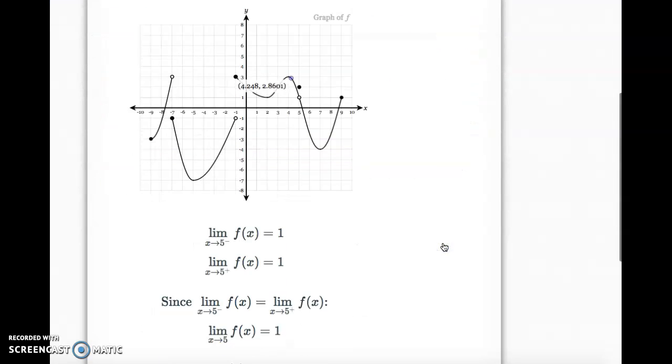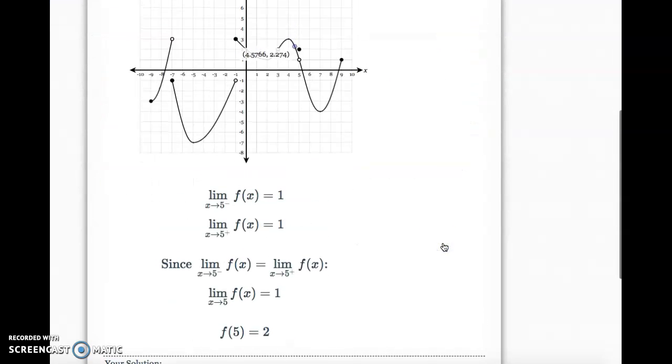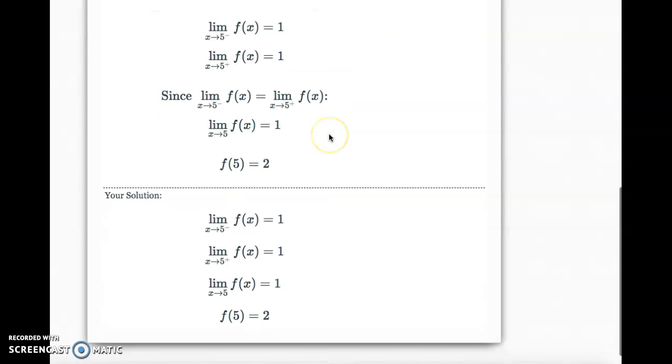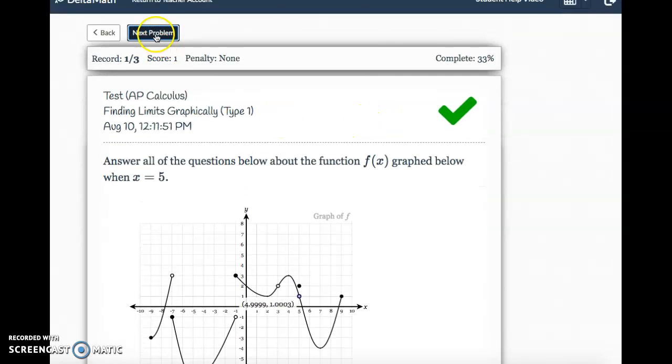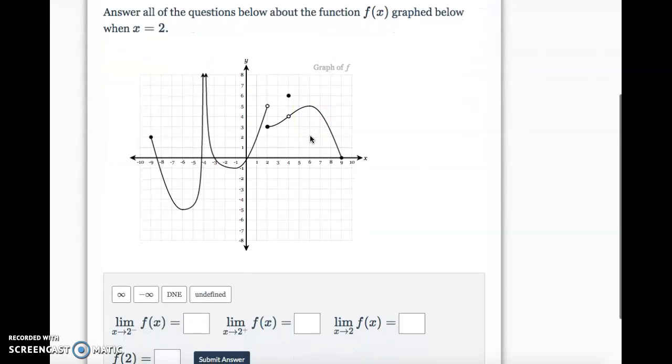Voila. And they'll go through and do examples of each of those ones. Again, you can watch it visually if you would like. Let's go ahead and do one more of these. So now we're doing the same thing, answer all the questions below about this function when x equals 2.